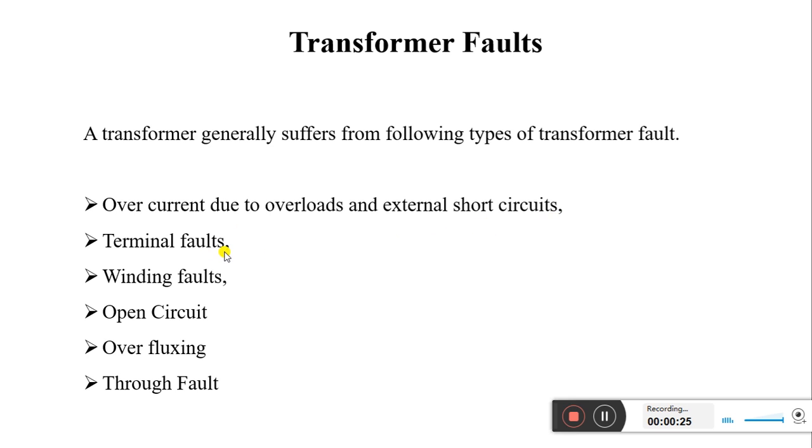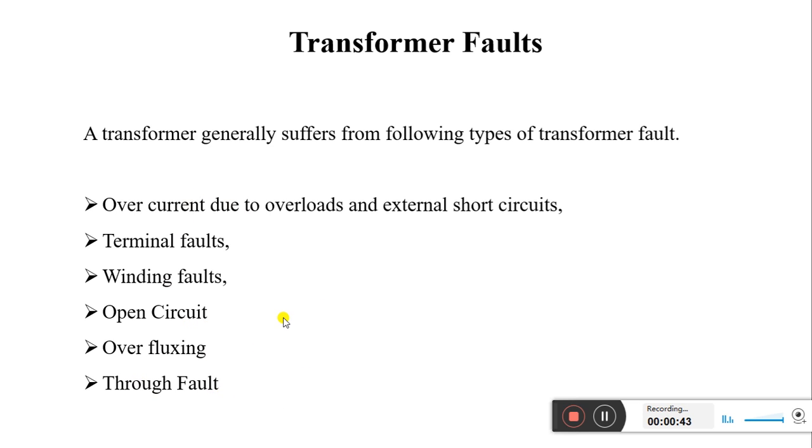Second is the terminal faults. Third is the winding faults. Fourth is the open circuit faults. Fifth is the overfluxing faults. And last is called the through faults.